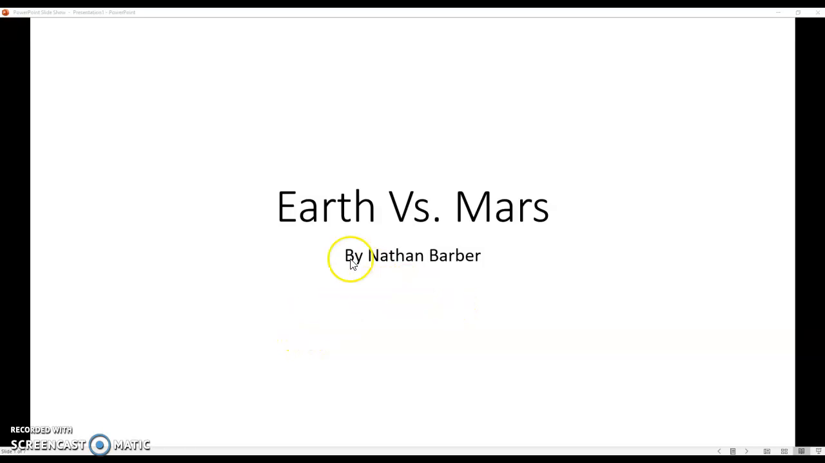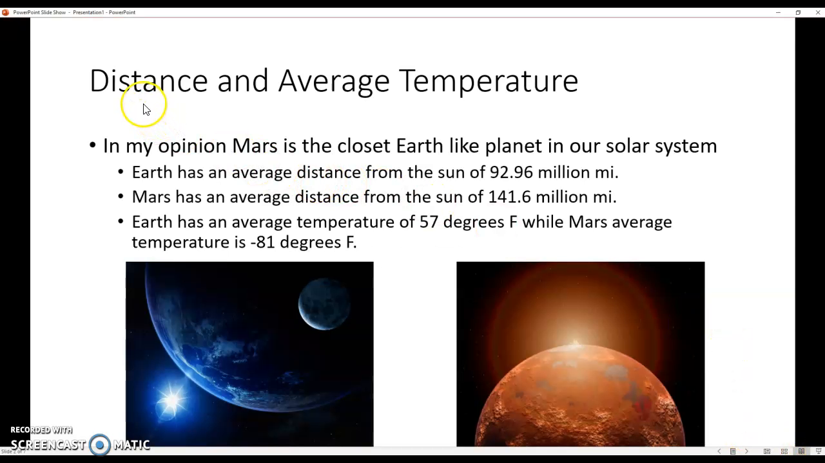For this week's presentation, we're going to look at Earth versus Mars. We're going to look at the distance and average temperature of each planet. In my opinion, Mars is the closest Earth-like planet in our solar system.